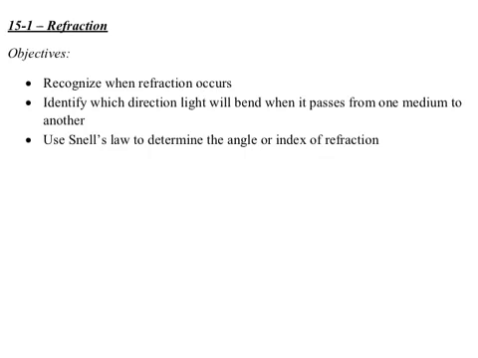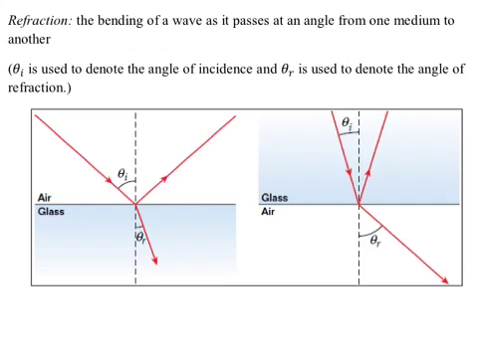That's the first objective, to recognize when it occurs. Second is to identify which way the light's going to bend when it passes through the medium. And third, we're going to use what's called Snell's law to determine the angle or index of refraction. All right, so let's get started.